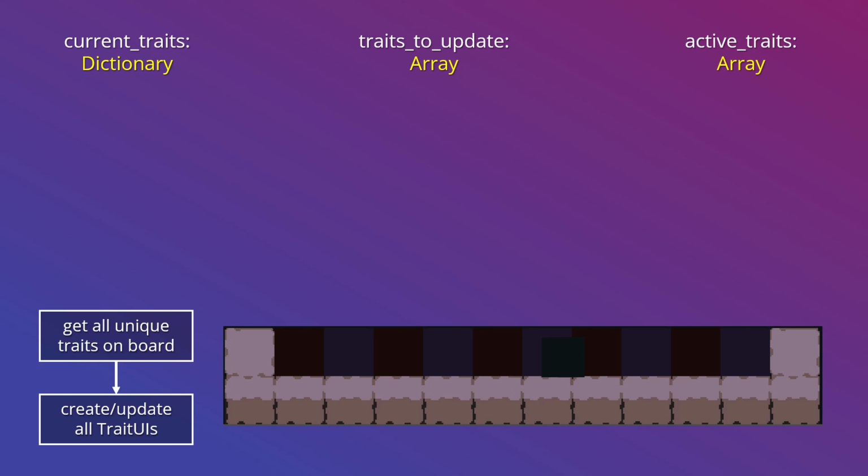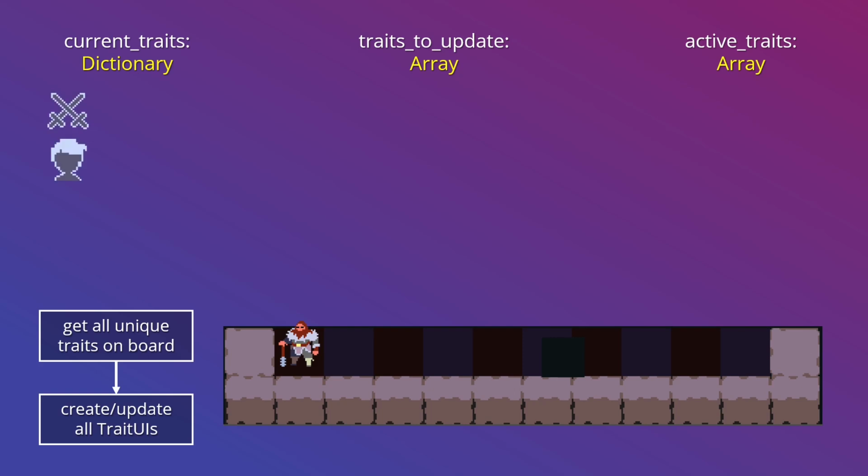So these are the 3 member variables we need. What happens when we add a new unit to our empty board or grid, right? Let's say that we add a Björn. In this case, Björn is a Viking and a human or whatever else. So we'll add those 2 traits to the current traits dictionary.